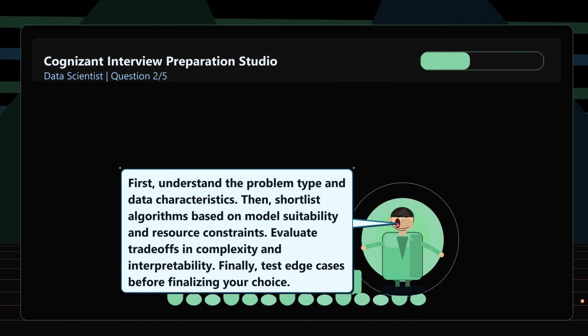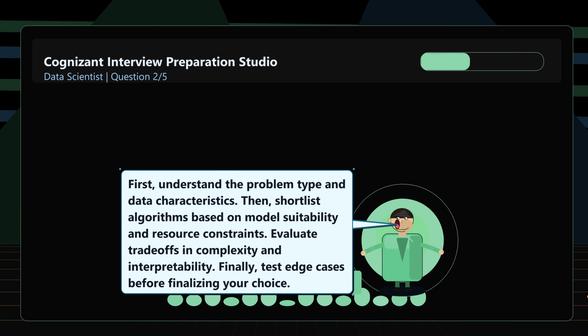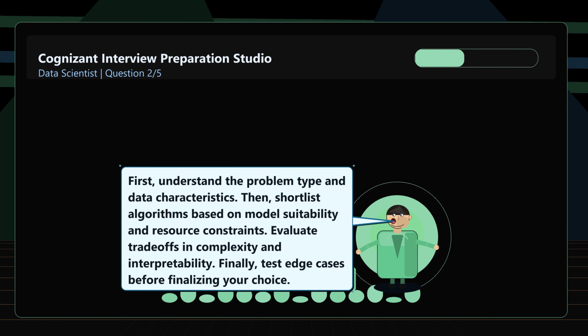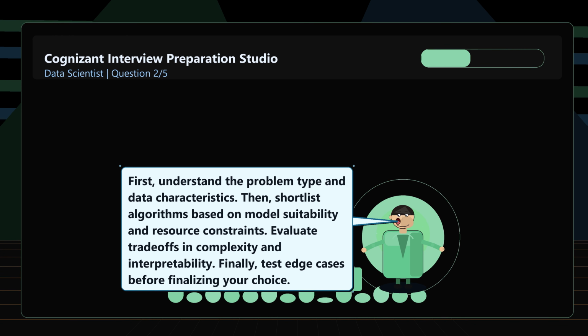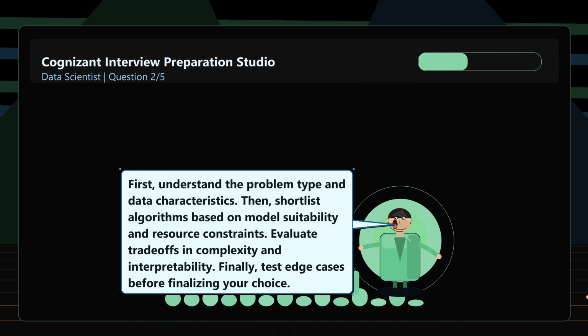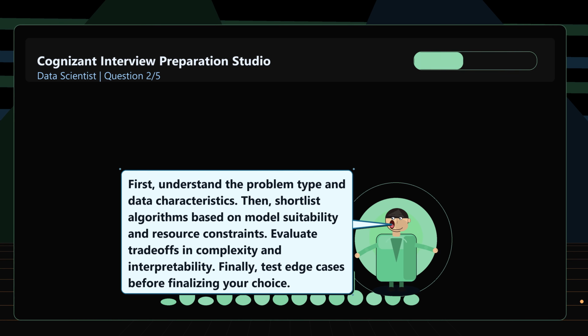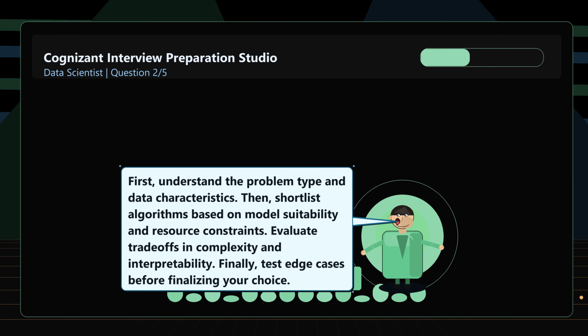Next, I shortlist algorithms that best fit the data size, feature types, and business goals, considering factors like model complexity and interpretability. I weigh trade-offs such as accuracy versus explainability to align with stakeholder needs. I also consider edge cases, such as class imbalance or missing data. Finally, I validate my selection using cross-validation or a pilot test before deployment.